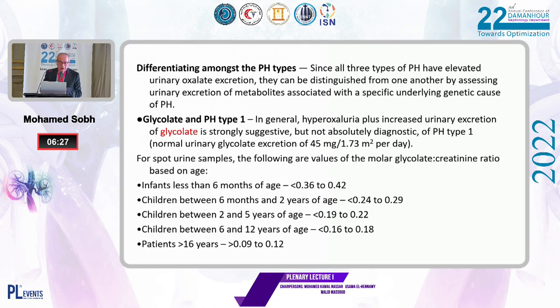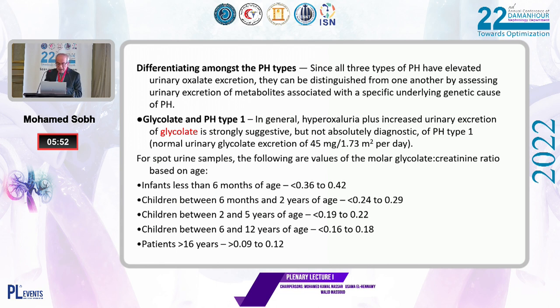Now, differentiating among different types. To differentiate between type 1, type 2, and type 3, this will depend on detection of oxalate and other metabolites. Since all three types have elevated urine oxalate excretion, they can be distinguished from one another by assessing urinary excretion of metabolites associated with a specific underlying genetic disease. For example, in type 1, you look at oxalate and glycolate. If you find a high level of glycolate with oxalate, it's type 1.